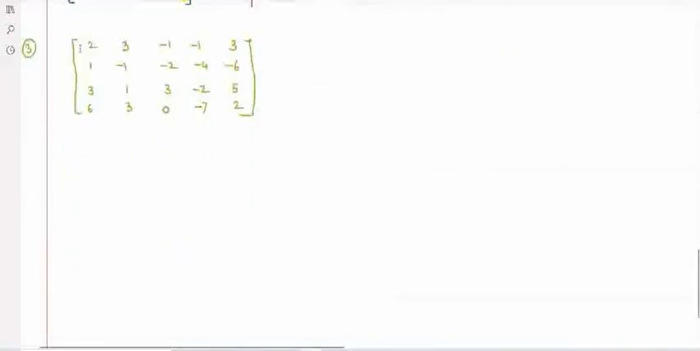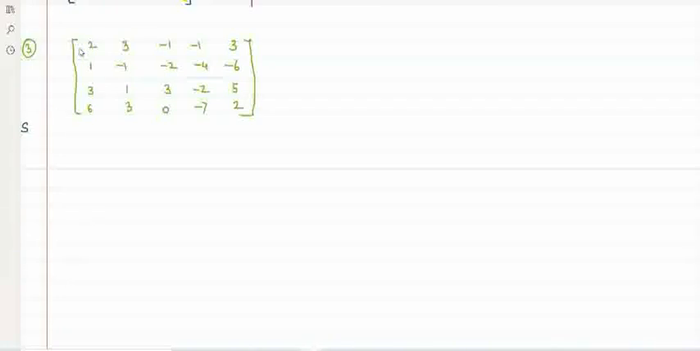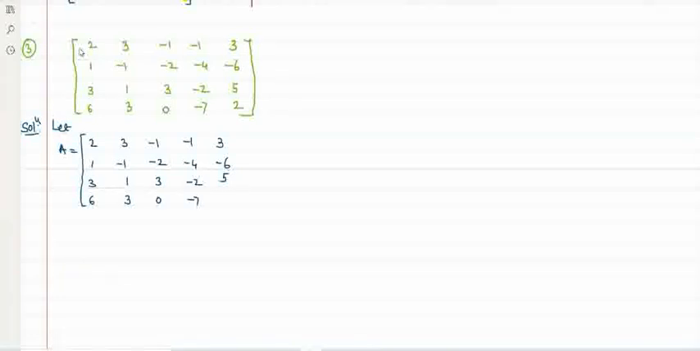You told that answer is 3. Once again, I will write the matrix as A. You have to suggest me the calculations. Still 15 minutes are there. We can complete one more example. So let A is equal to, as it is the given matrix, 2, 3, minus 1, minus 1, 3, 1, minus 1, minus 2, minus 4, minus 6, 3, 1, 3, minus 2, 5, 6, 3, 0, minus 7, and 2. So I want suggestion from your end.